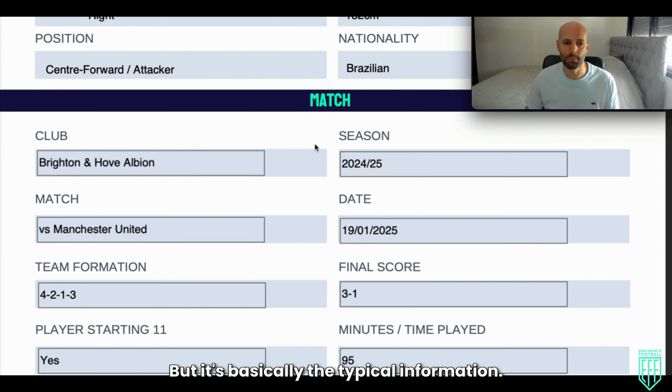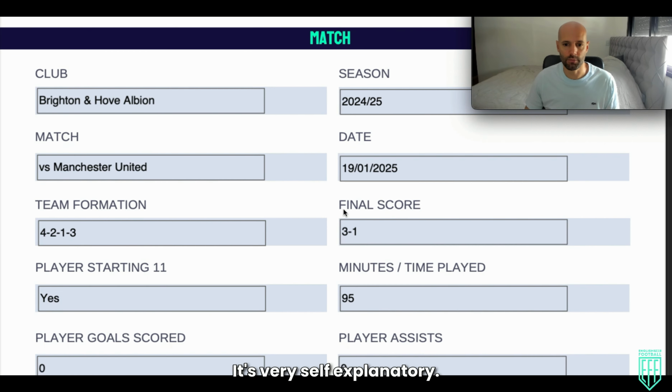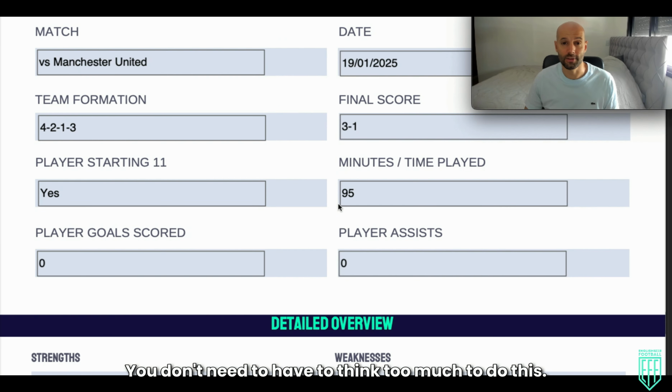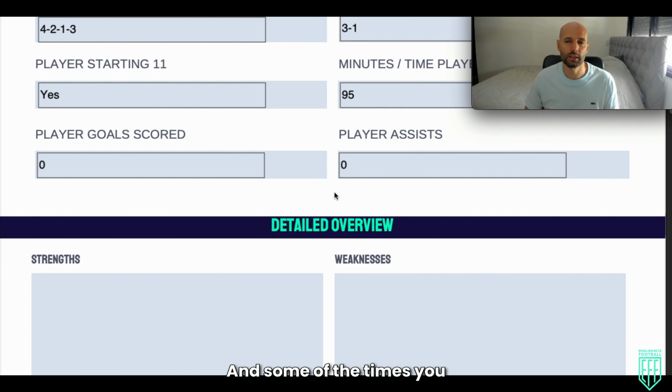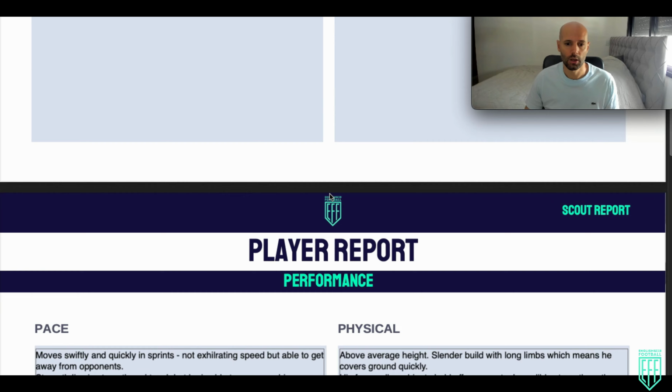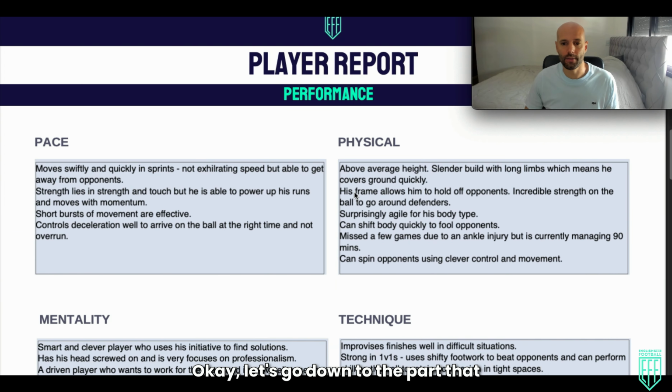But it's basically the typical information. It's very self-explanatory. You don't have to think too much to do this, and some of the time you can put this information in later. Okay, let's go down to the part that we are focusing on, which is the physical.